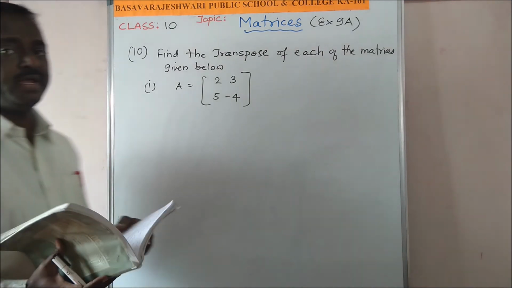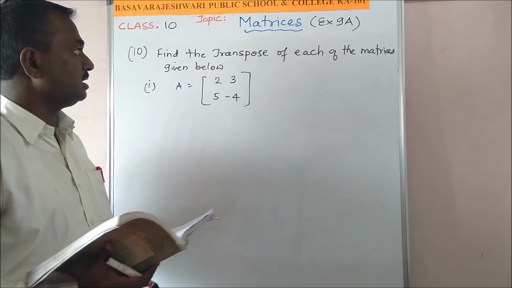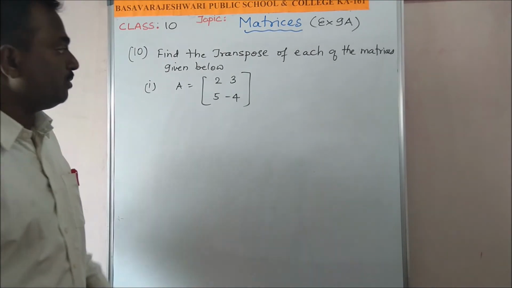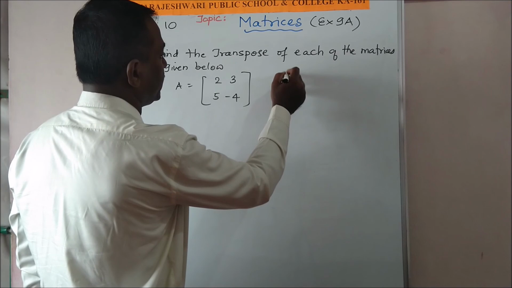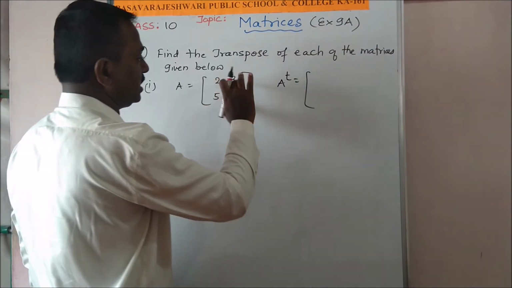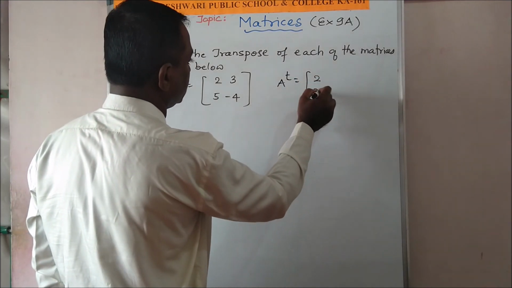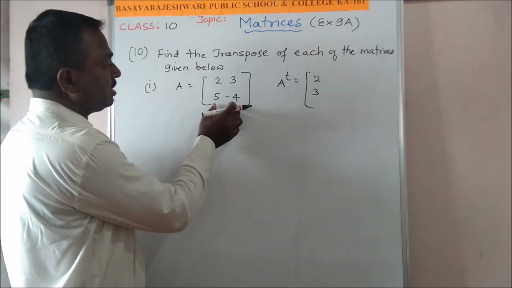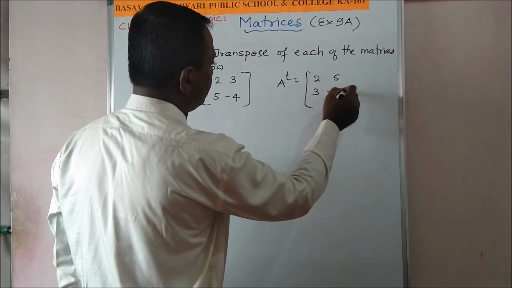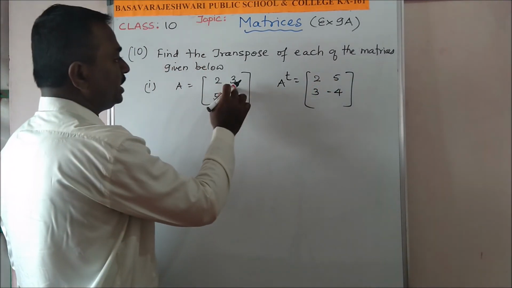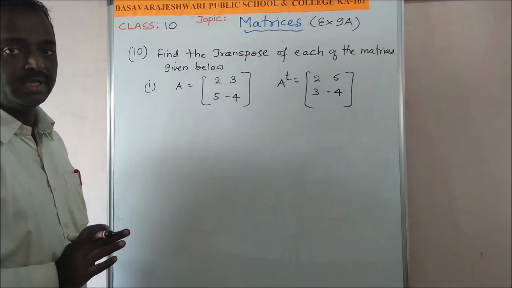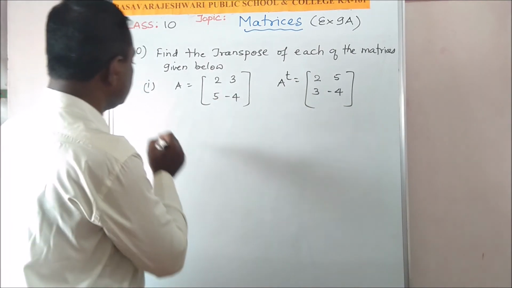The last sum of this exercise is find the transpose of each of the following matrices given below. A is 2, 3, 5, minus 7. Transpose means first row in first column, second row in second column. First row, 2, 3, I write in the first column. Second row elements, 5, minus 7, we write in the second column. This is how we can write the transpose.